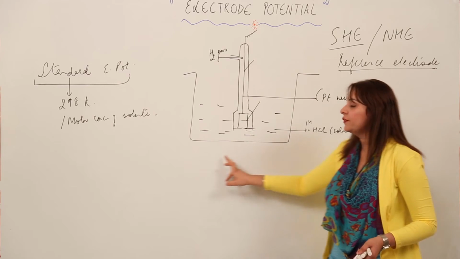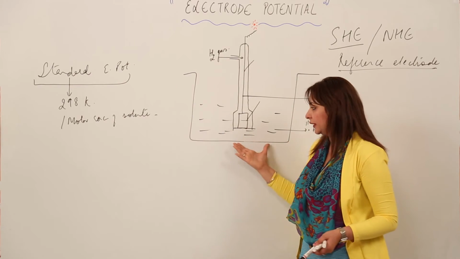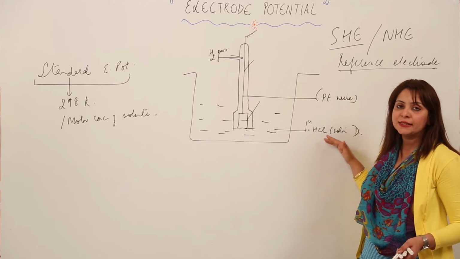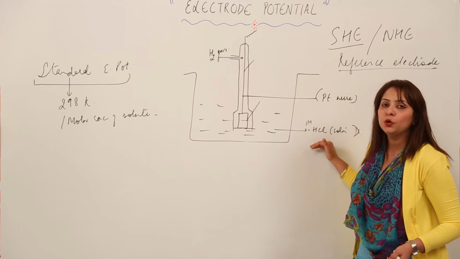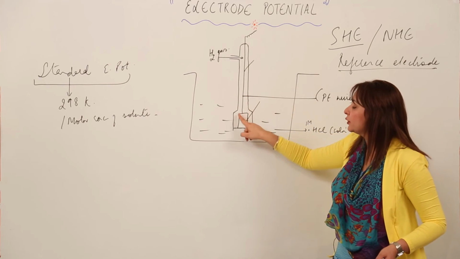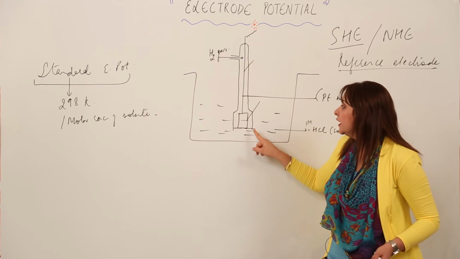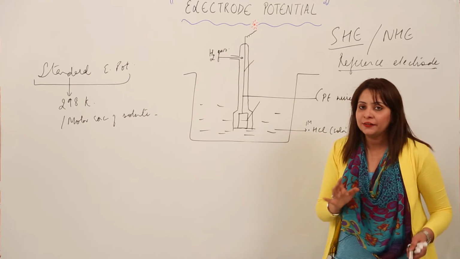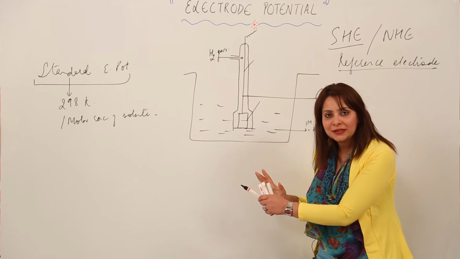See, it consists of a beaker. It has a solution. This solution is 1 molar HCl solution, right. This is a platinum wire, right, to which the platinum foil is attached. There is a tube, right, through which we are bubbling the hydrogen gas, right. I think this SHE arrangement is clear to you.